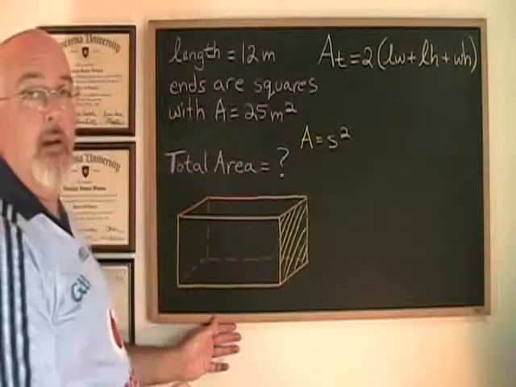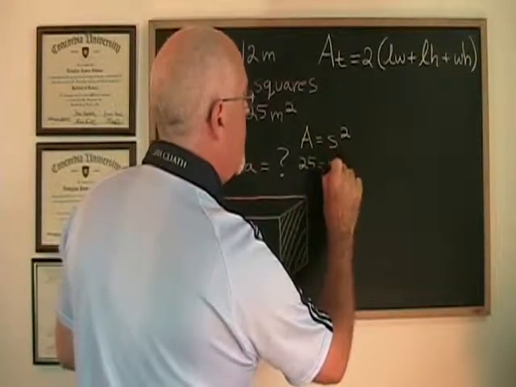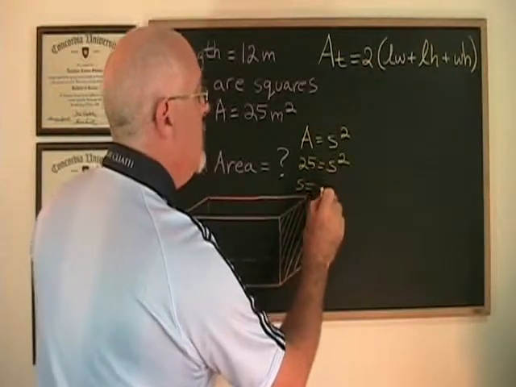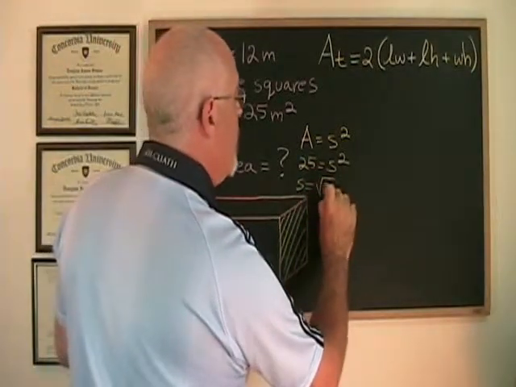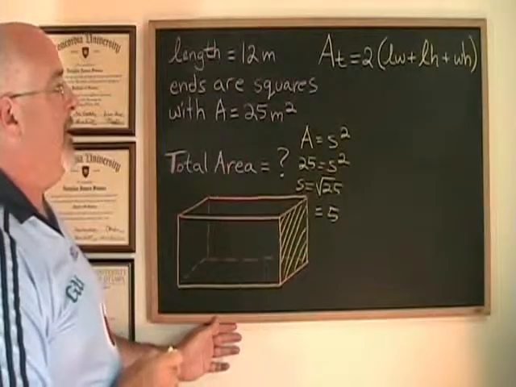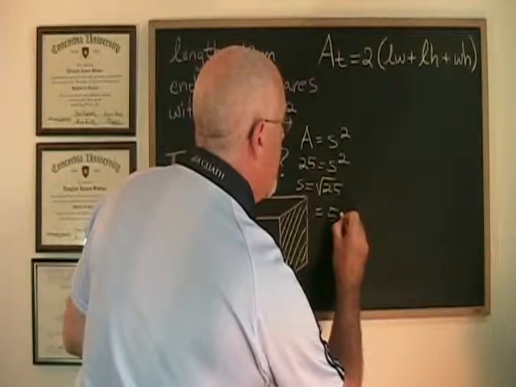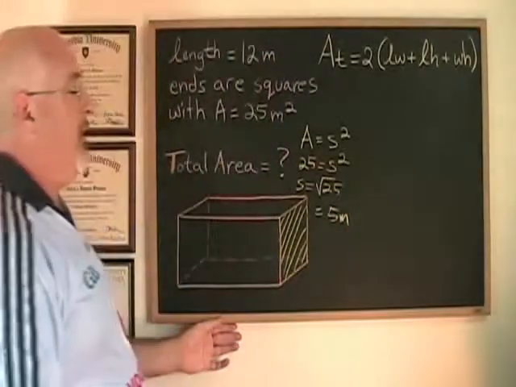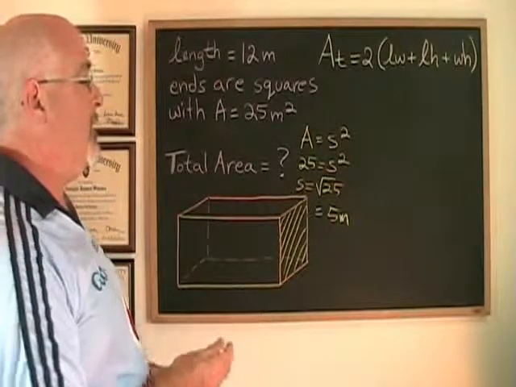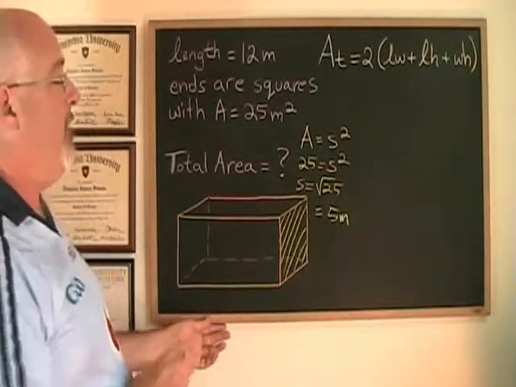We were given the area, so we have 25 equals side squared. The side length is going to be equal to the square root of 25, which is 5. And because the unit was meters and meters squared, the unit of the side length is meters. The sides of this square are 5 meters in length. Well, that tells us both the width and the height of our rectangular prism. Both of them are equal to 5.